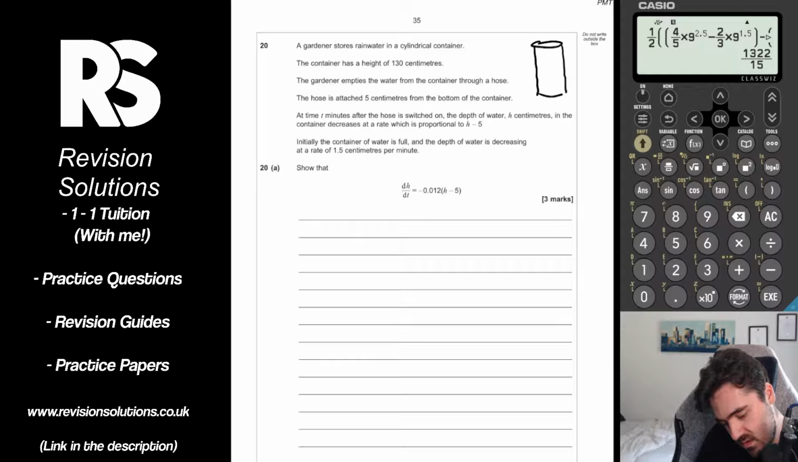So there's my cylinder. The height is 130 centimeters. The gardener empties the water from the container through a hose. The hose is attached 5 centimeters from the bottom. So that's 5 centimeters. That's not very good. Let's make that a bit clearer. 5 centimeters.